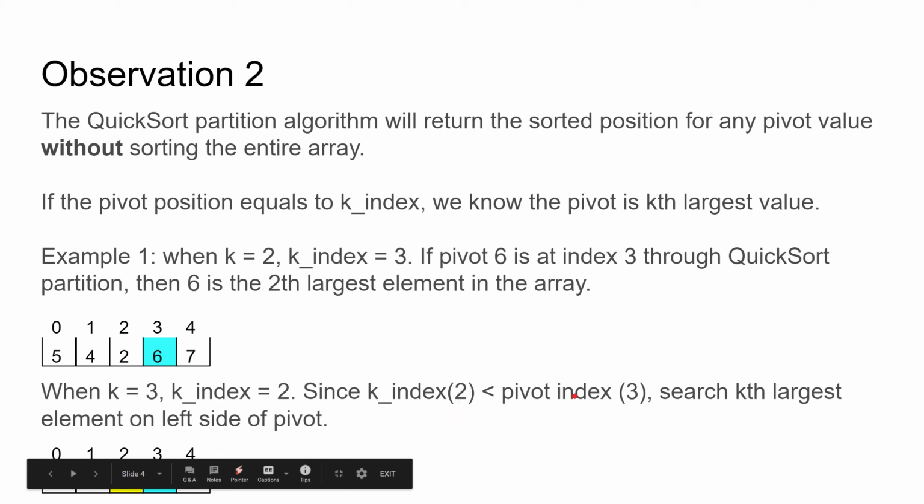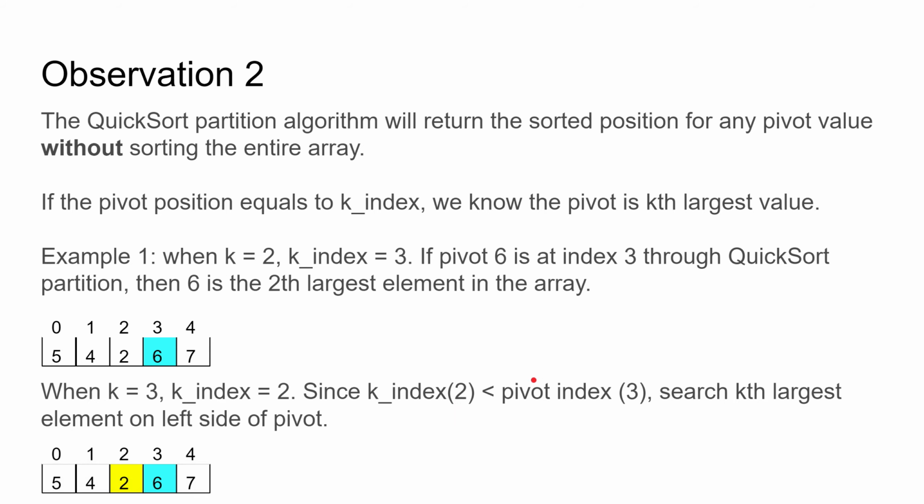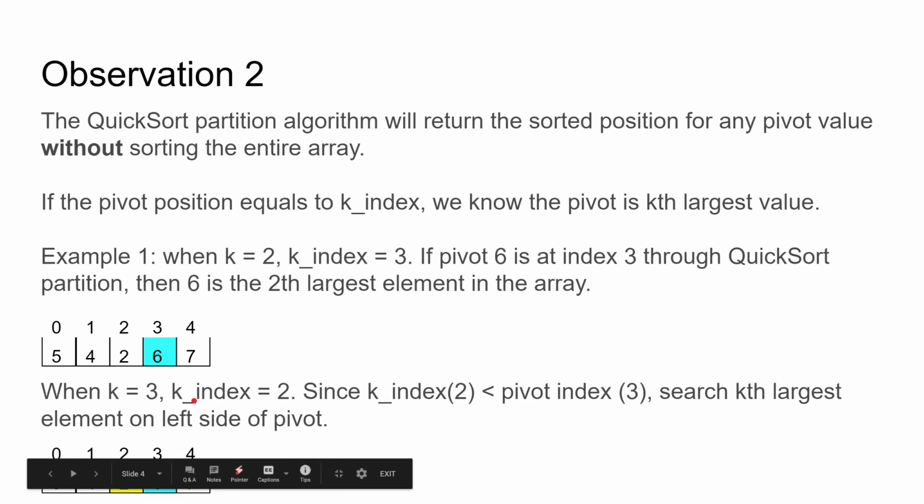When k is 3, the k index is 2. Since the k index, which is 2, is smaller than the pivot index, which is 3, it'll search for the kth largest element on the left side of the pivot, which is 2 here.